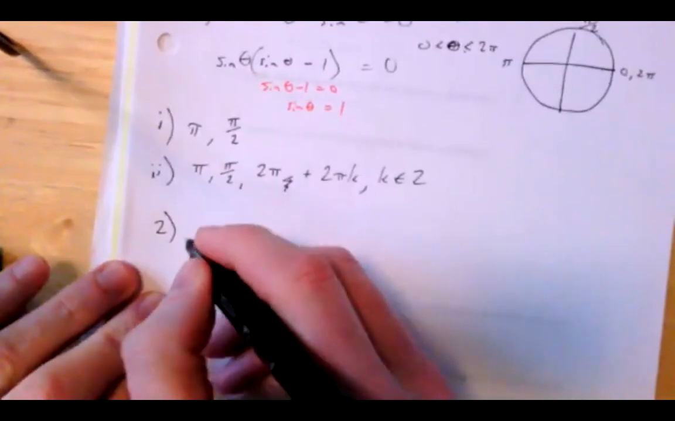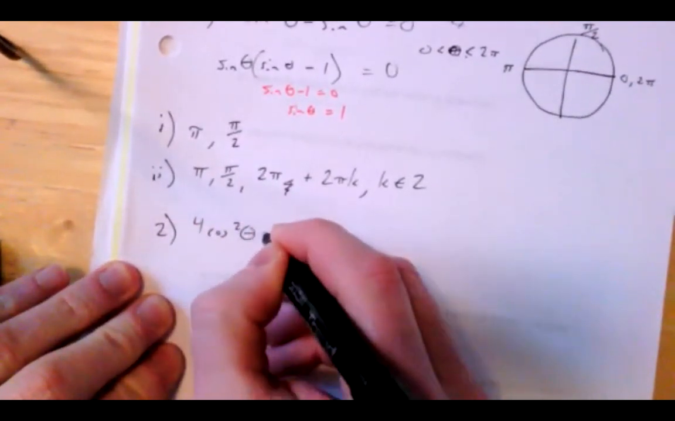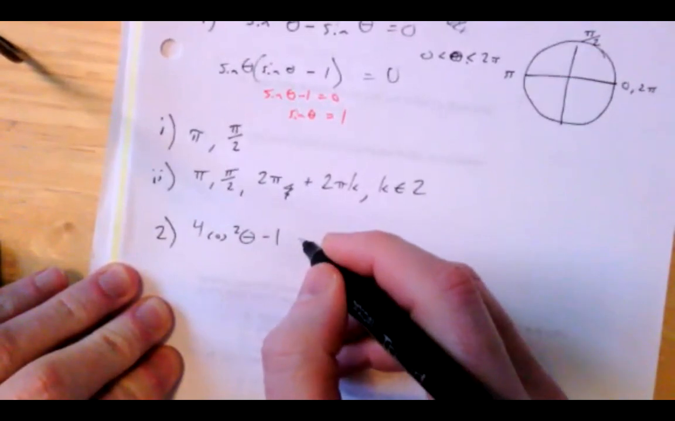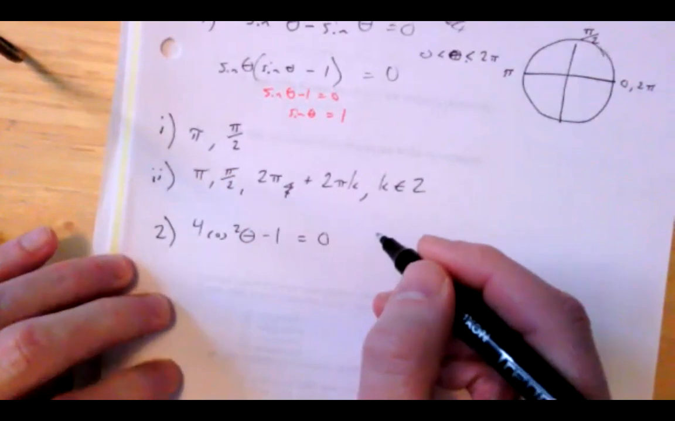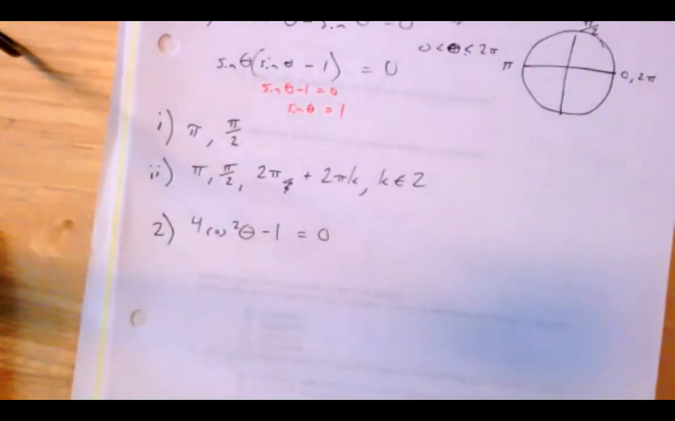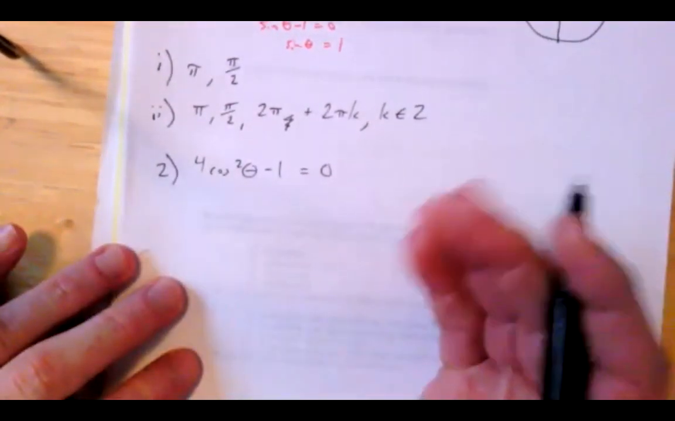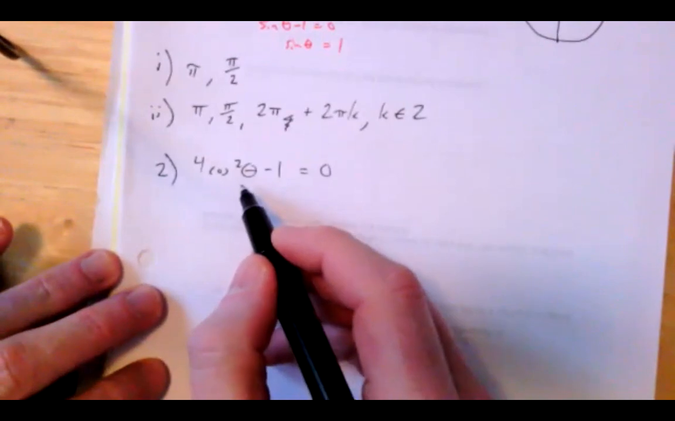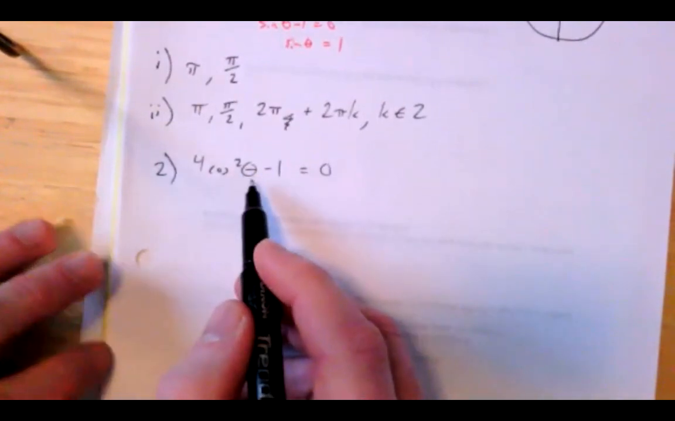Number 2, 4 cos squared theta minus 1 equals 0. Okay, so same parameters. I got the same question, the same parameters. A few different ways to do this, because you can see it's a difference of squares: 4 and cos squared theta minus 1.